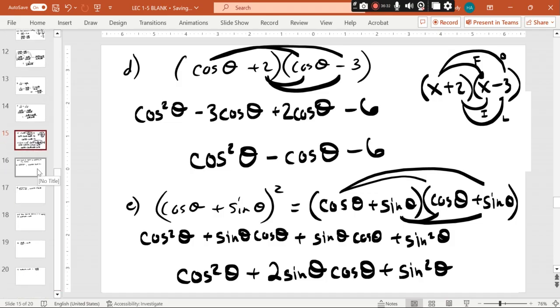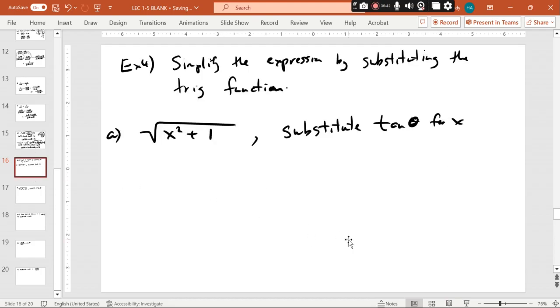All right, these ones will get just a little bit more complicated. Not that much, just a bit. It says simplify the expression by substituting the trig function. And when you substitute the trig function, you're going to find some substitutions that you can actually make. We'll do two of these kinds right here. So I have a square root of x squared plus 1. What I'm going to do is substitute tangent theta for the x and see if I can simplify it down a little bit more.